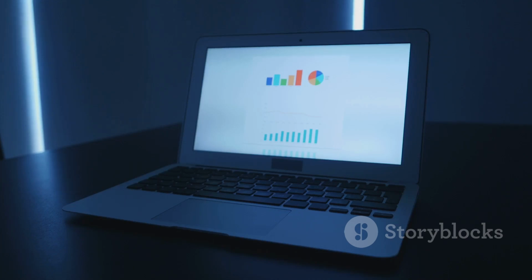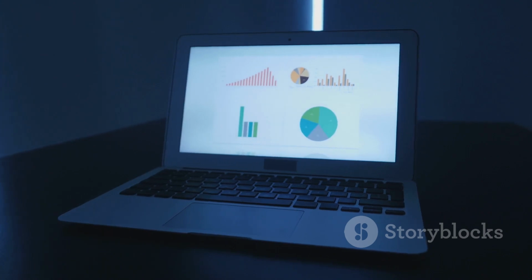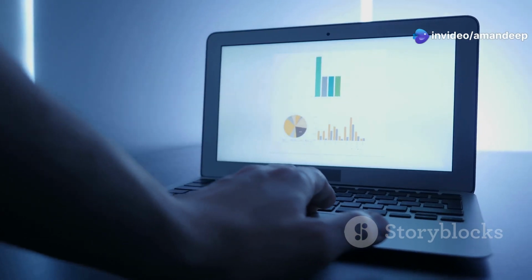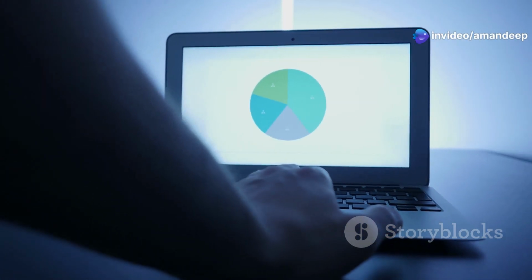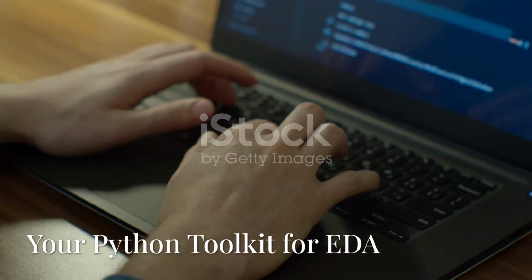Skipping or rushing EDA can lead to wasted effort on complex analyses that are based on flawed or misunderstood data. Therefore, investing time in thorough EDA is always a wise decision for anyone working with data, ensuring a more robust and insightful outcome for your project.